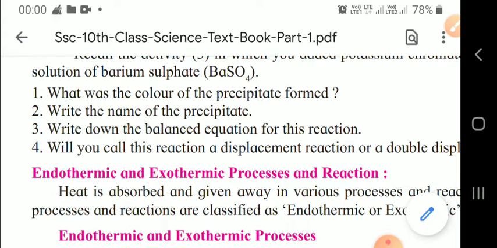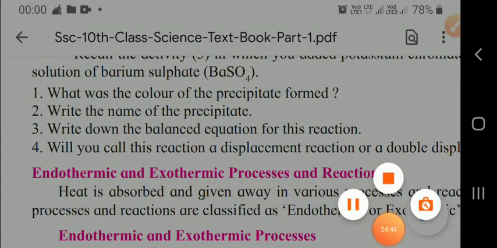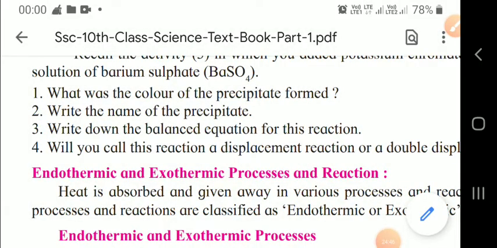Again I am telling you, children, that you have to write the important points. Whatever questions I told, you also write, like what was the color of the precipitate formed, and write the name of the precipitate. If you practice all this now, then it will be easy for you. Go thoroughly through all the points and learn them. Don't mug up, just try to understand. And write all these answers in your rough book, children.